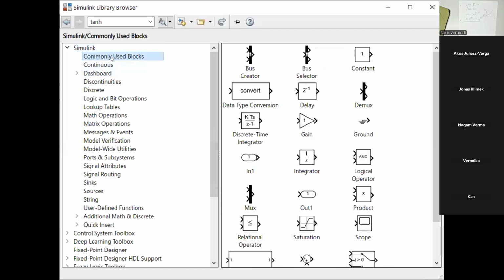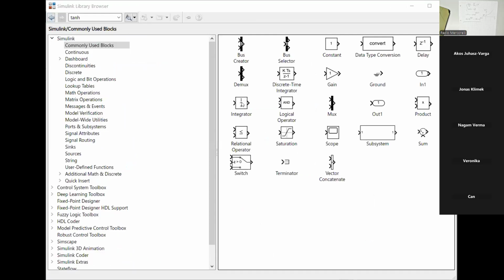One of the most important is this one, of course, commonly used blocks. Here inside, we have many blocks. As you remember, I told you that you have blocks, macros, you can call in different forms. Here, for instance, you can see that you have an integrator. Why is the integrator important for us? Because the integrator is the inverse of the derivative. You remember in high school.